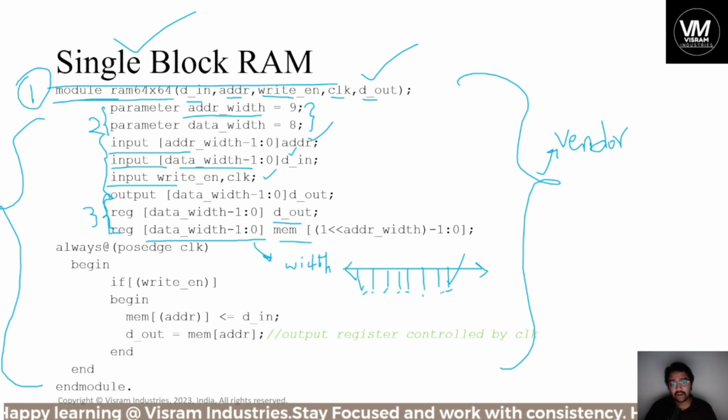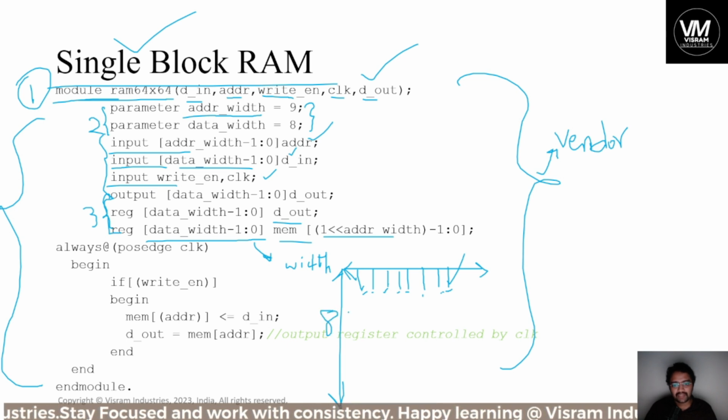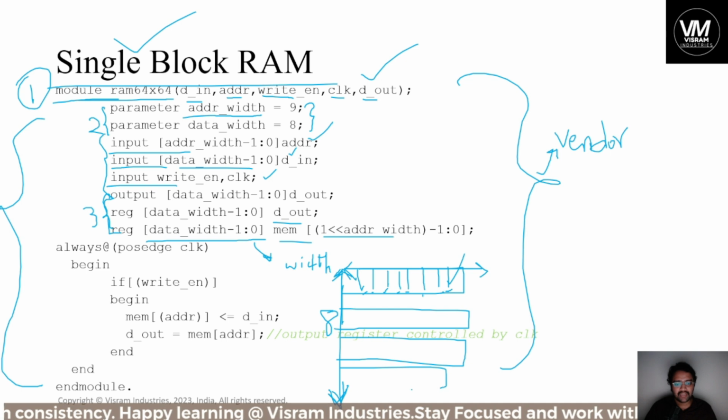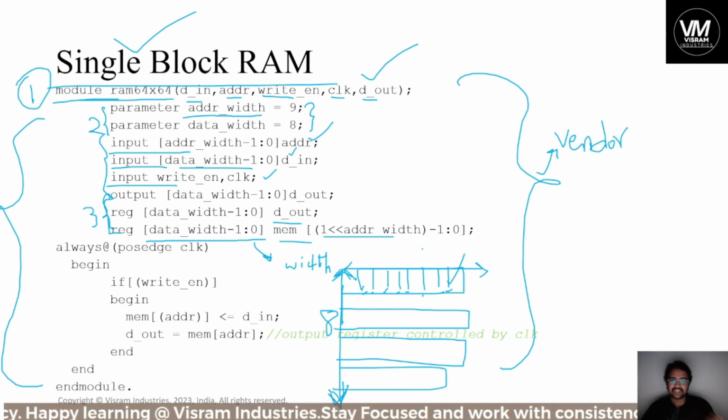Done. But how many such 8 bits of data should you possess? You should possess address width. What is it? Another 8 bits. Okay. So now you have 8 registers. Each register is having 8 bits, and you have such 8 registers. You have 8 registers followed with 8 bits inside each register. That is how memory declaration is done.